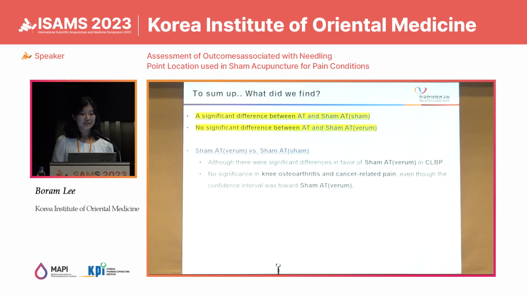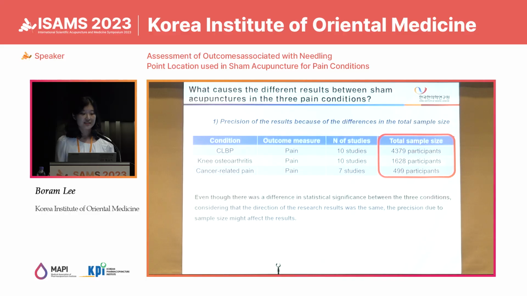In summary, our 3 studies found a significant difference between acupuncture and sham acupuncture at sham point. And there were no significant differences between acupuncture and sham acupuncture at verum point in the 3 pain conditions. And when comparing sham acupuncture at verum point and sham acupuncture at sham point, there was a significant difference in favor of sham acupuncture at verum point in chronic non-specific low back pain, but no significance in knee osteoarthritis and cancer-related pain, even though the confidence interval was toward sham acupuncture at verum point.